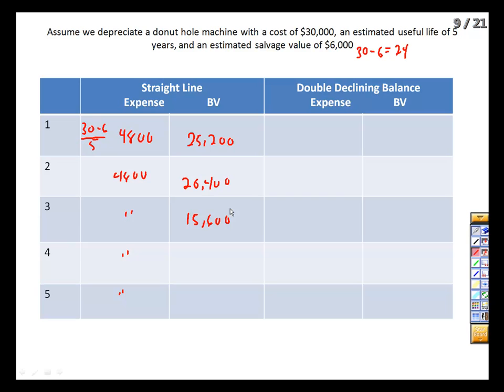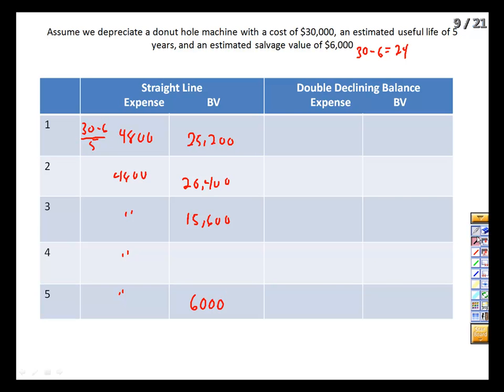Without doing any math, what would we expect the net book value to be at the end of year 5? At the end of the asset's life, how much depreciation should we have taken? 24,000, right? The depreciable base. So when that asset is all used up, we should find ourselves with a net book value equal to the salvage value. That's the way the math works. We should have $6,000 right here.